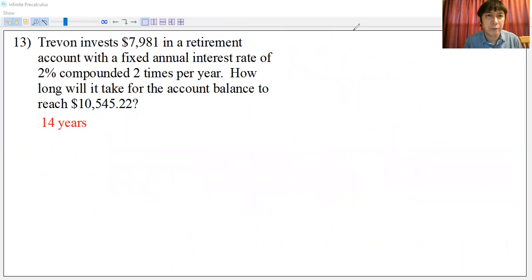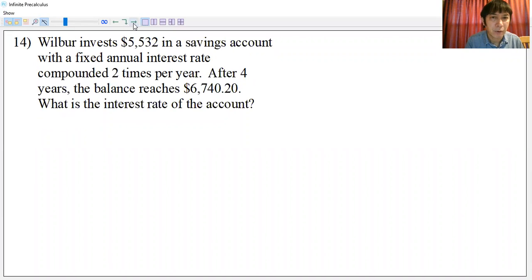Let's have number 14. Here is number 14. Wilbur invests 5,532 in a savings account with a fixed annual interest rate compounded 2 times per year. After 4 years, the balance reaches $6,740.20. What is the interest rate of the account? This time we're looking for the interest rate.